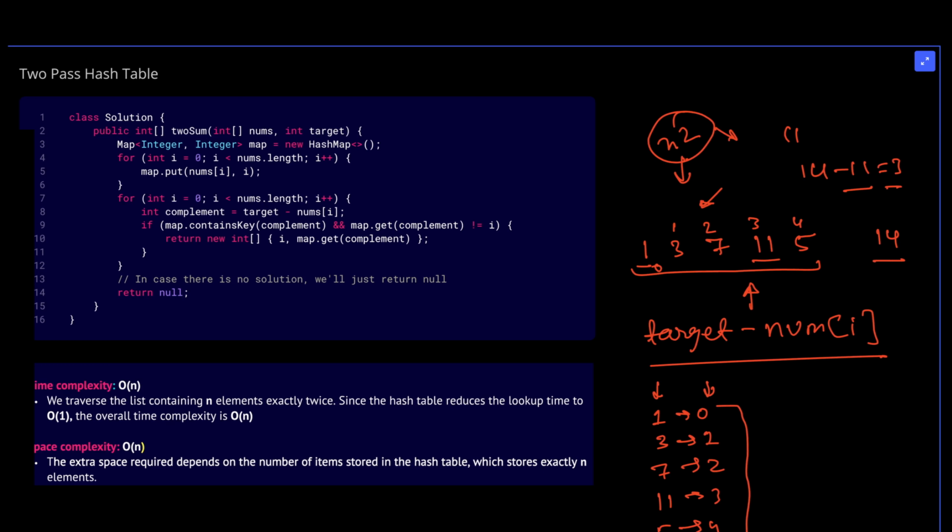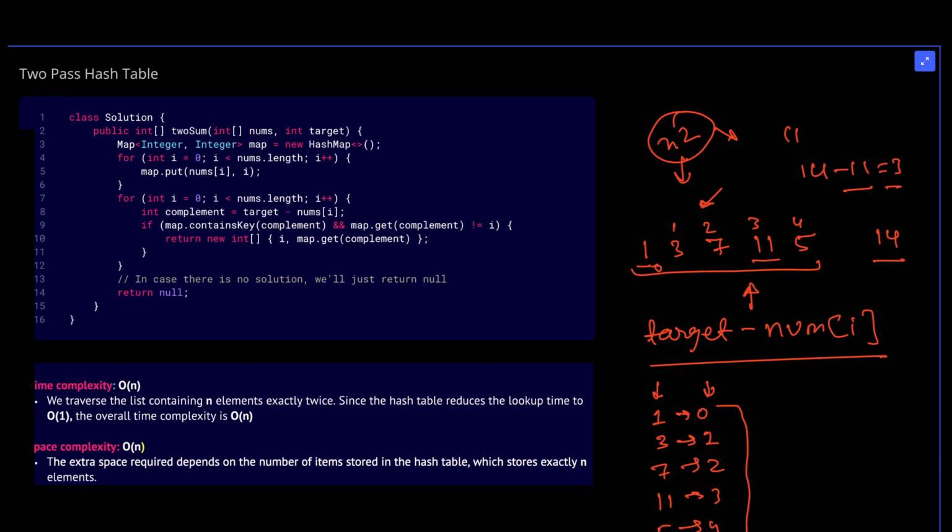So this we will do for each and every element of the array, and if there is a complement number present, that's an answer. Since from the input itself we know that there will be exactly one answer existing for this, that's our solution.